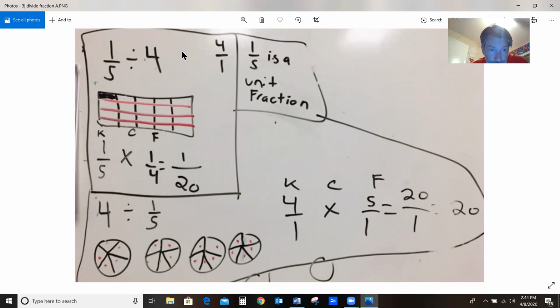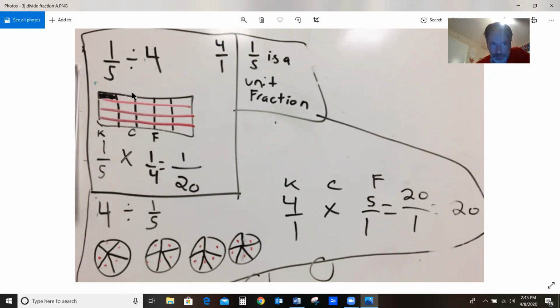Depends on the person. 1/5 divided by 4. So let's explain this. 1/5 divided by 4, and 4 is really over a 1. Remember that. So we've got to take something like this right here. See this shape? It's cut into 5 parts. Took this rectangle, cut it into 5 parts. 1, 2, 3, 4, 5. That's with the black lines there.